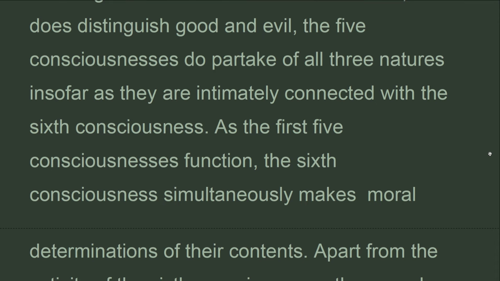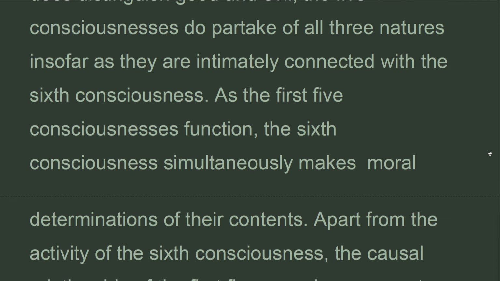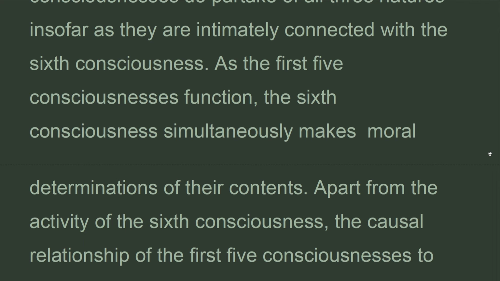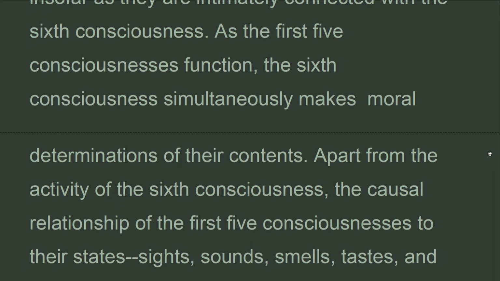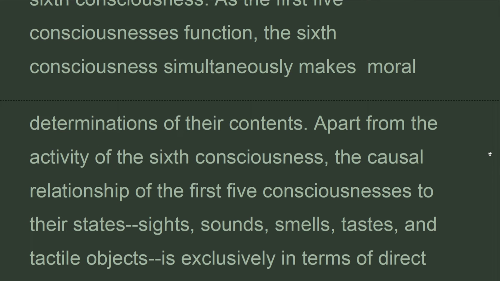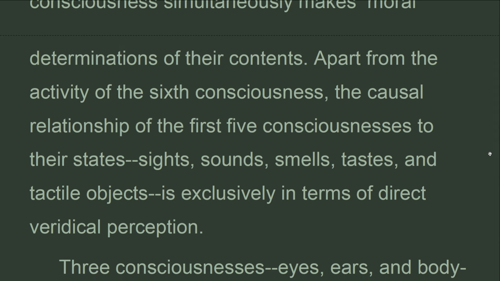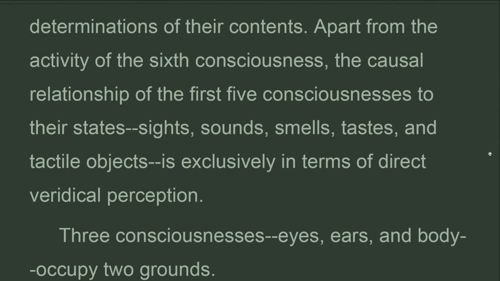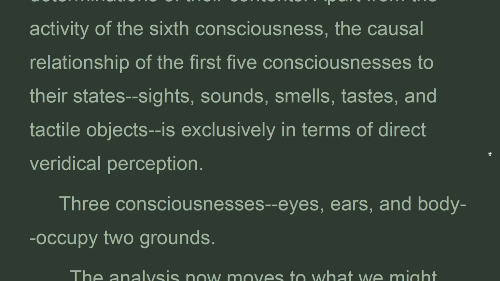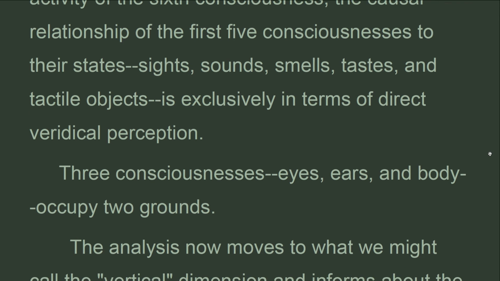As the first five consciousnesses function, the sixth consciousness simultaneously makes moral determinations of their contents. Apart from the activity of the sixth consciousness, the causal relationship of the first five consciousnesses to their states (sights, sounds, smells, tastes, and tactile objects) is exclusively in terms of direct veridical perception.